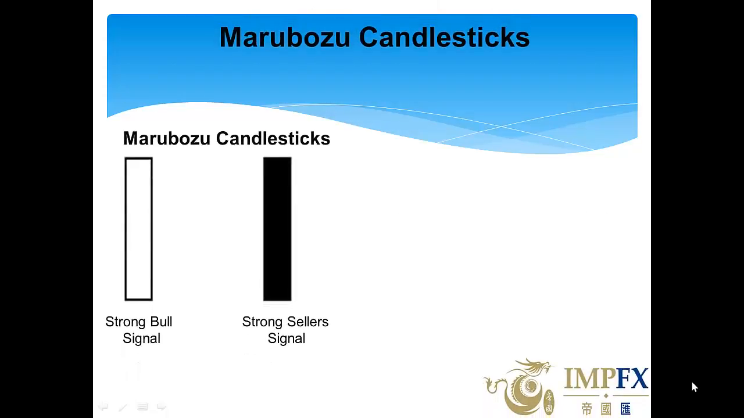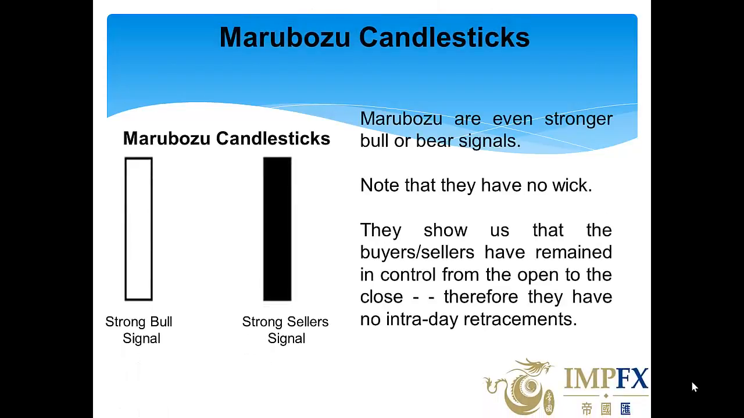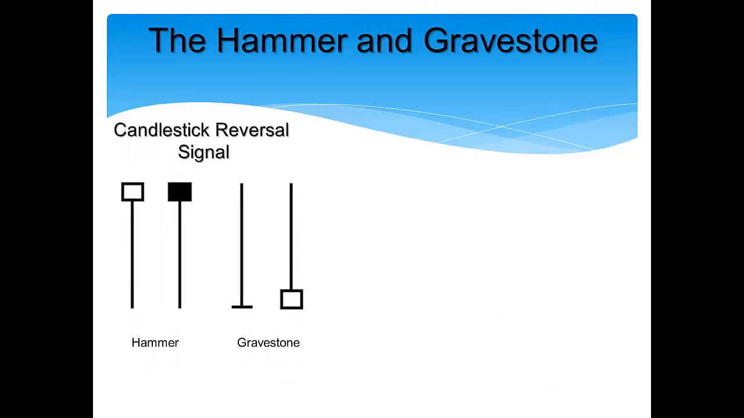The Marubozu Candlestick. The Marubozu are even stronger bull or bear signals in the candlestick patterns. Note they have no wick at the bottom nor the top. They show us that the buyers or the sellers have remained in control from the open to the close. Therefore, they have no intraday retracements. A very bullish signal or a bearish signal when you see this candle. The hammer and the gravestone.